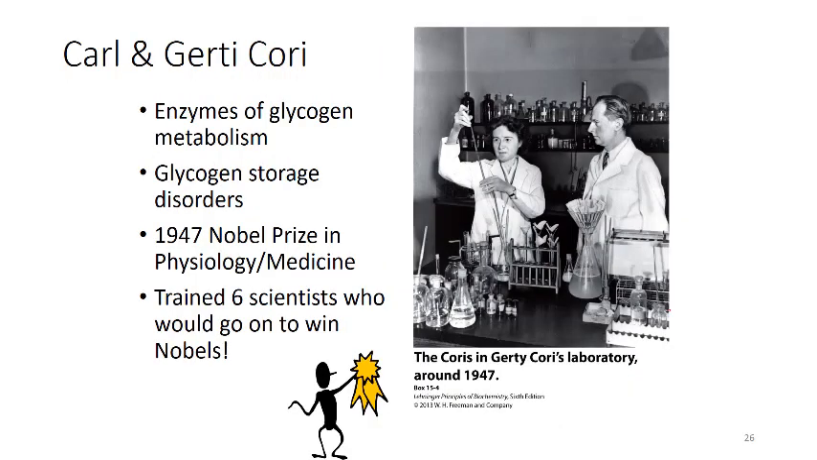Just a quick note on Carl and Gerty Cori. They were a husband-wife team, and they were the scientists that really did the seminal work on discovering this pathway. They won a Nobel, and then actually trained 6 scientists who would go on to get Nobels. So basically, they were badasses.